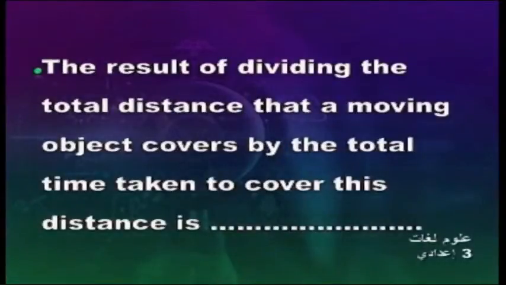The result of dividing the total distance that a moving object covers by the total time taken to cover this distance is average speed.